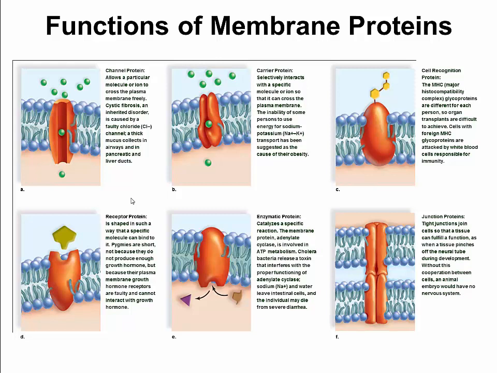Moving on to B, the second type of membrane protein, we have carrier proteins. Carrier proteins are proteins that selectively bind to a single molecule and move that molecule from one side of the membrane to another. You may ask, what's the difference between a channel protein and a carrier protein? The difference is often described as the difference between a bridge and a ferry.